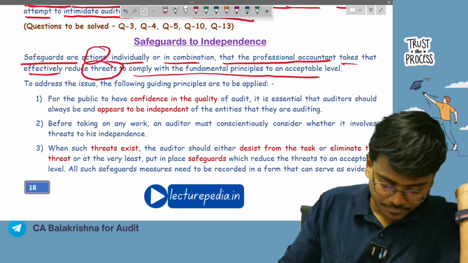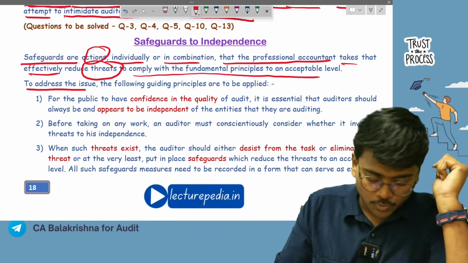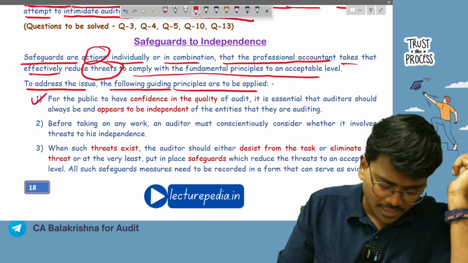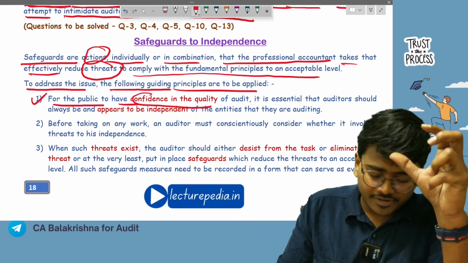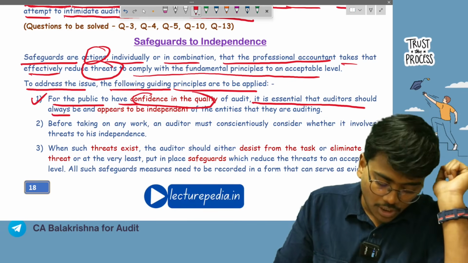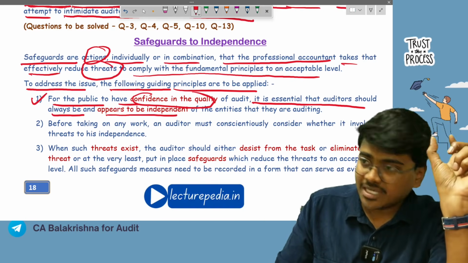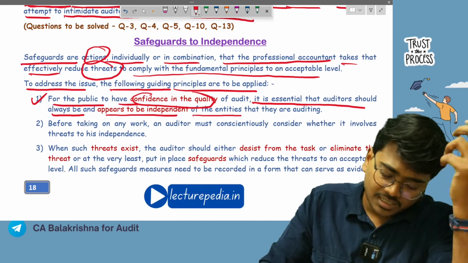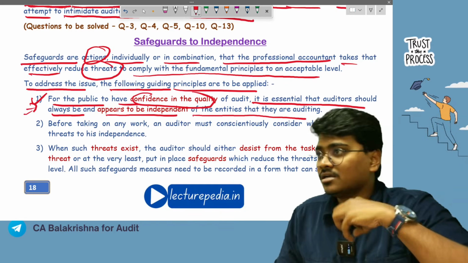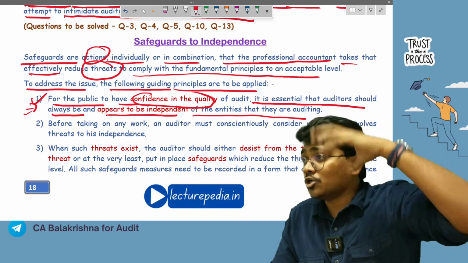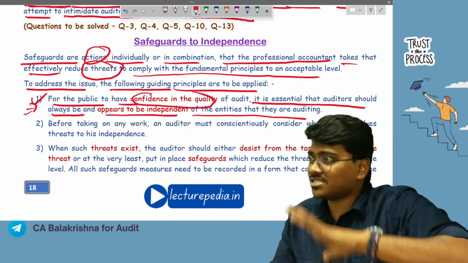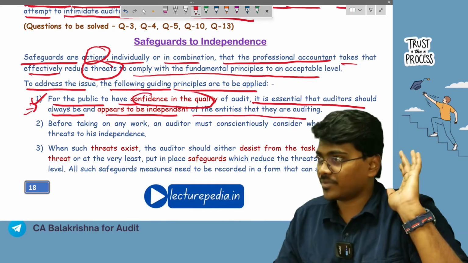To address the issue, the following guiding principles are to be applied. For the public to have confidence in the quality of the audit, it is essential that auditors should always be and appear to be independent of the entities that they are auditing. This is the basic rule wherein the users expect that the auditor should be independent of the entity that he is auditing. This is the basic expectation of users, right?